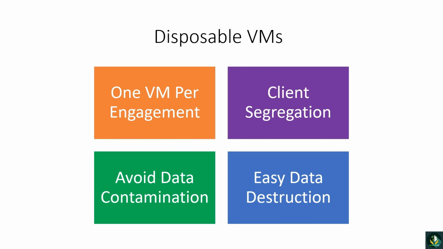Also, disposable virtual machines provide client segregation, which avoids mixing the data from two clients. You don't want the data from company A being in the same virtual machine where data from company B is stored. So having separate virtual machines will avoid data contamination, meaning that each virtual machine will have the data from just one client.